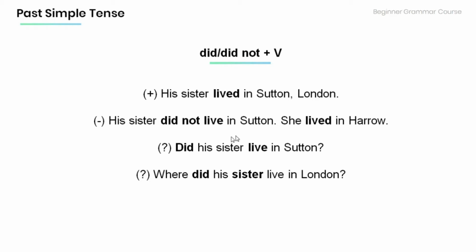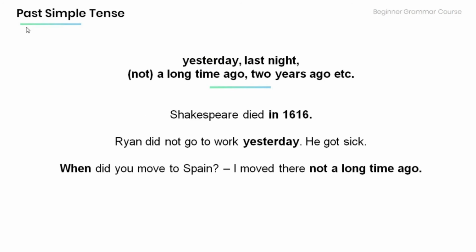The question form of this sentence would be did his sister live in Sutton? Where did his sister live in London? Note that we can use yesterday, last night, not a long time ago, 2 years ago, etc. to create the past simple tense. Have a look at the examples below.